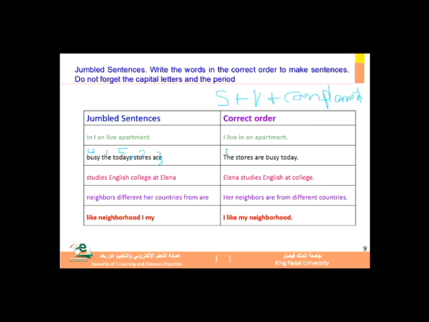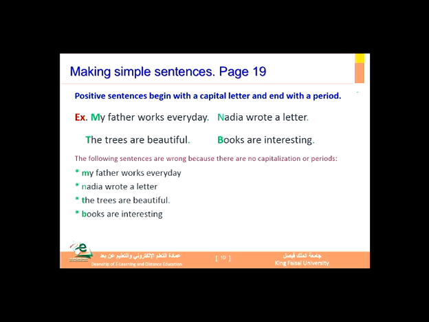So here we have jumbled sentences, mixed sentences, not correct word order. We arrange the elements of the sentence according to the correct grammatical word order. I live in an apartment. The stores are busy today. Elena studies English at college. Her neighbors are from different countries. I like my neighborhood. Moving to the following slide.